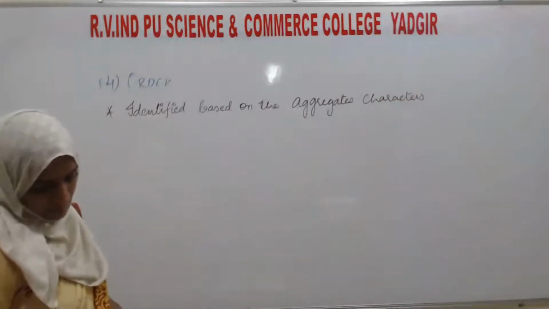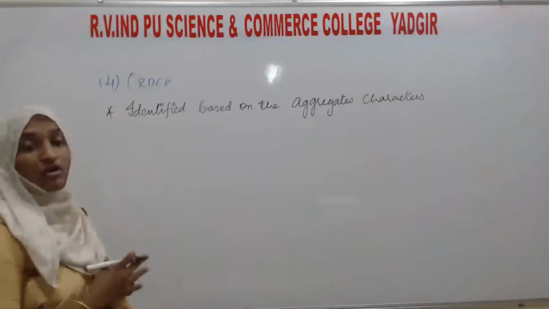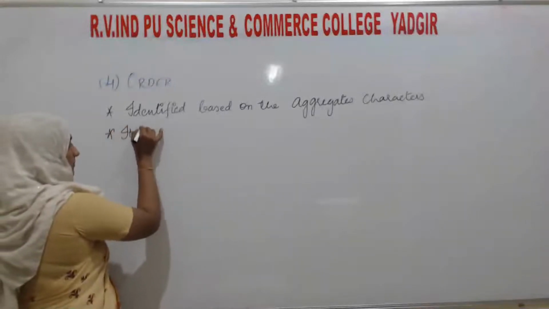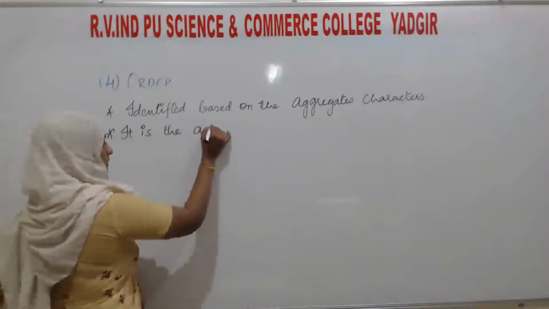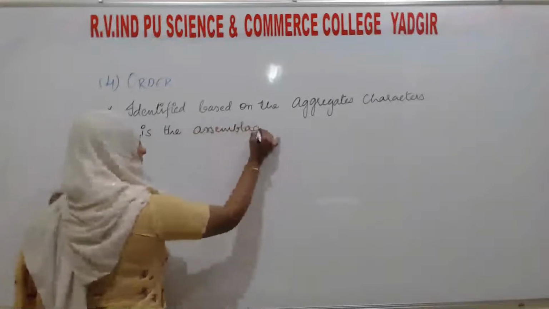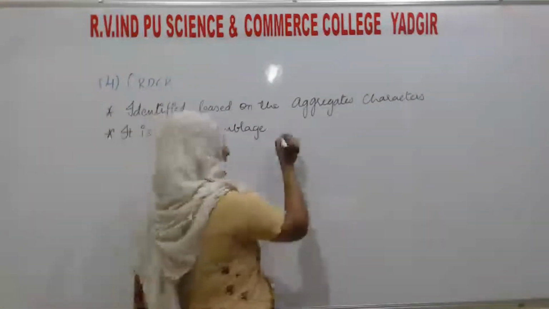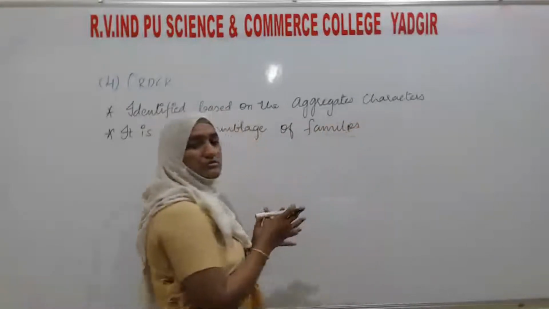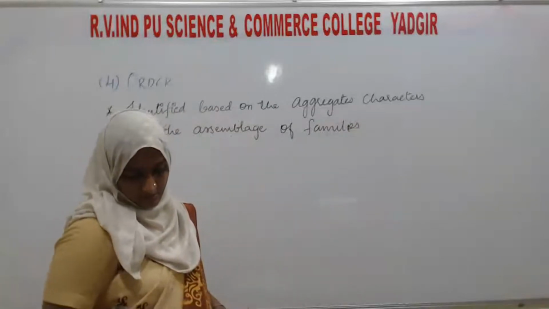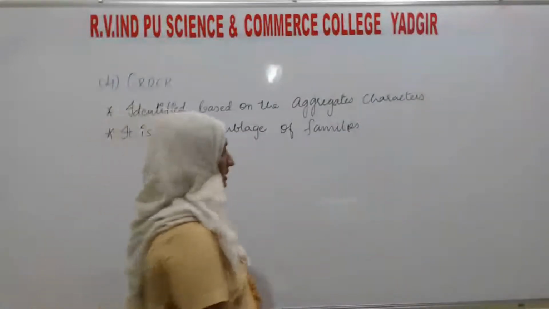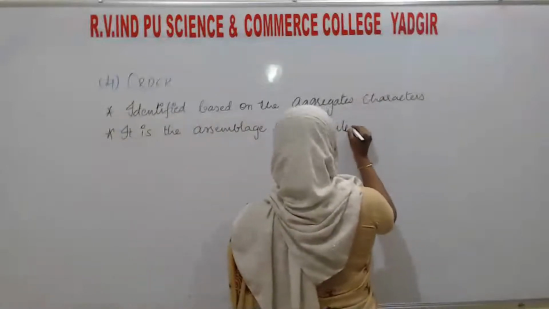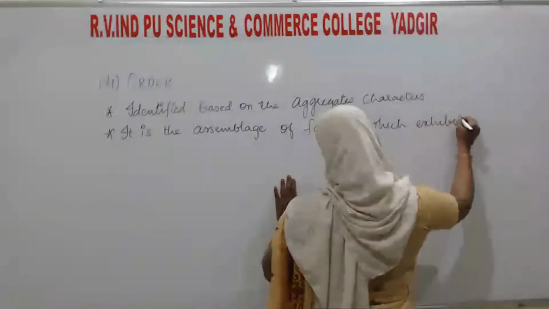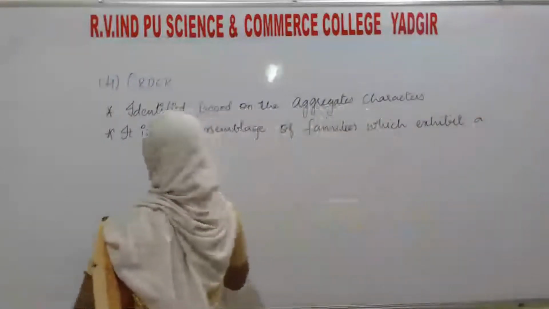The next term: what do we mean by order over here? It is the assemblage of families, where all the families are going to group together. An assemblage of families which exhibit a few similar characters.